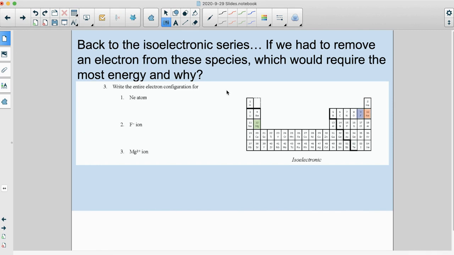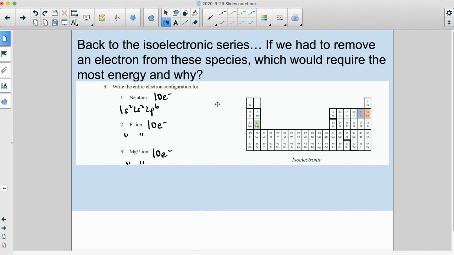So going back to the isoelectronic series, we're going to apply Coulomb's law to these species. And the question is, if we had to remove an electron from these species, which of them would require the most energy to remove that electron and why? So going back here, remember, neon had 10 electrons. F minus had 10 electrons. Mg 2+ also had 10 electrons. Okay, they had exactly the same electron configurations. They all had 1s2, 2s2, 2p6.